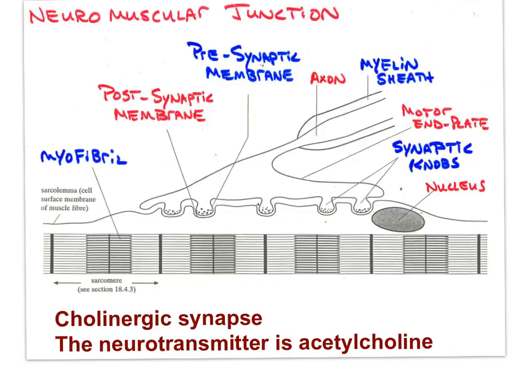The neurotransmitter at the neuromuscular junction is a molecule called acetylcholine. Now practice this because you need to get to know this neurotransmitter. Acetylcholine. Acetylcholine diffuses across the synapse to stimulate the muscle cell to contract. Synapses with acetylcholine as the neurotransmitter are known as cholinergic synapses.